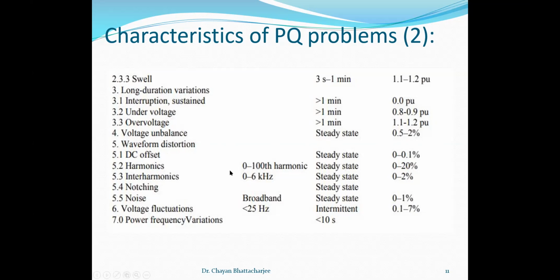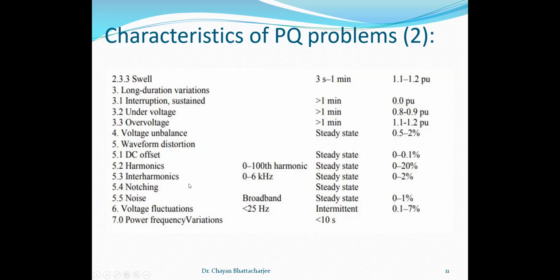So harmonics is generally, harmonic number is from 0 to 100. That should be without 100, beyond 100 we do not consider, because the magnitude actually falls to a very low level. So that does not hamper the device at all. Interharmonics is a band of 0 to 6 kilohertz. All are steady state variations.